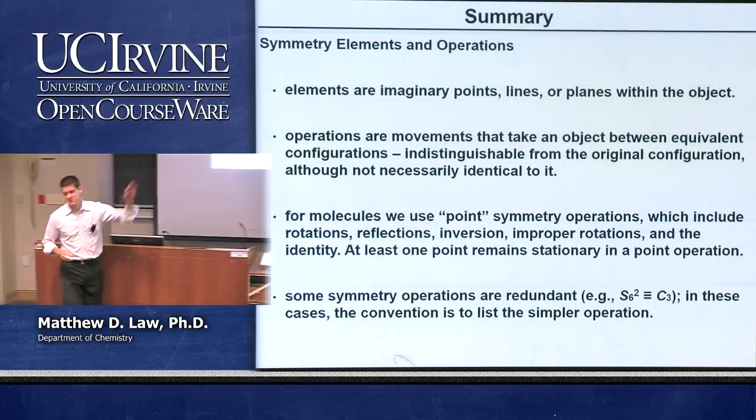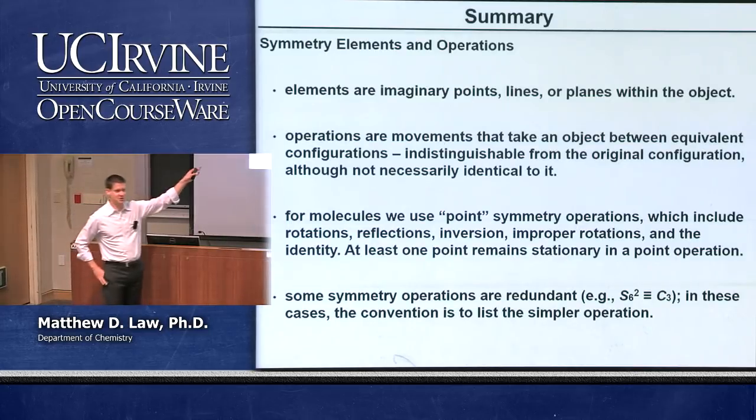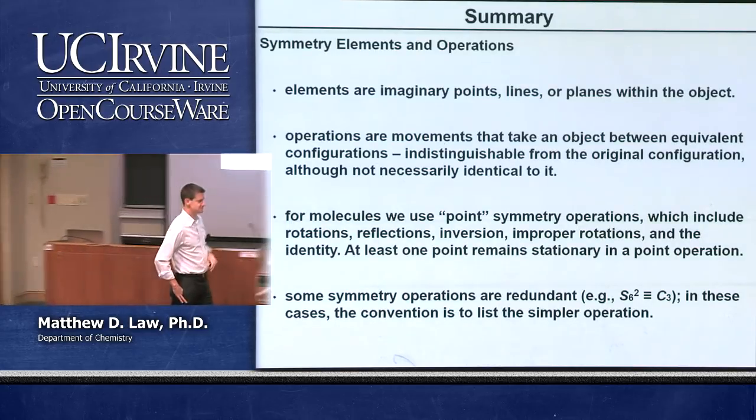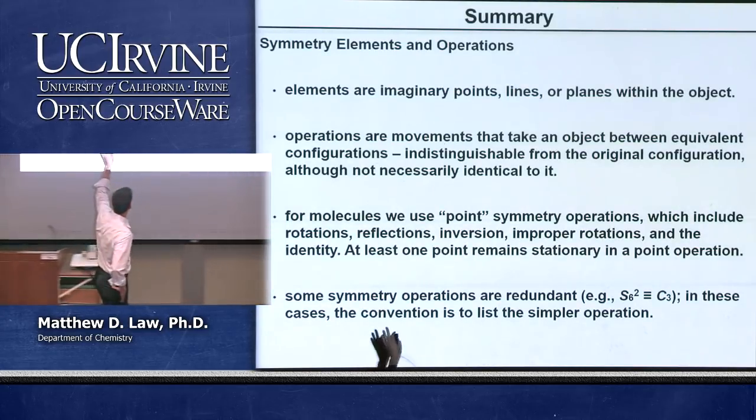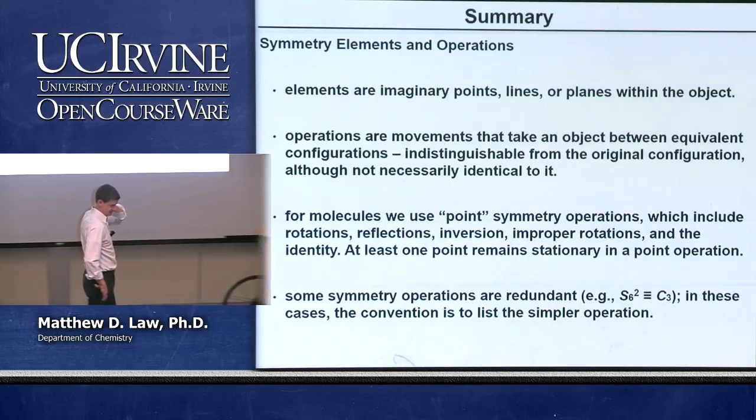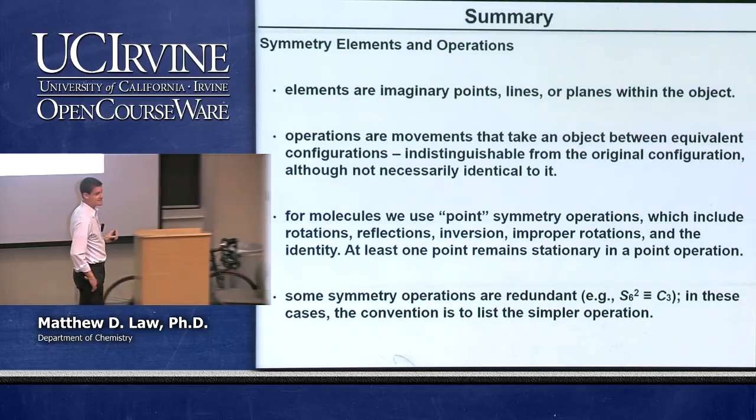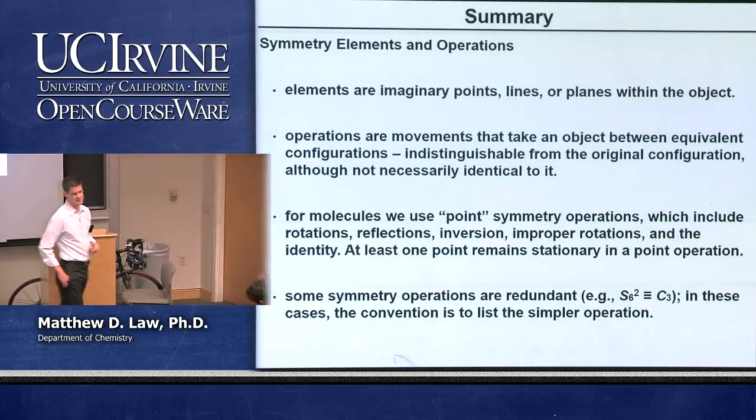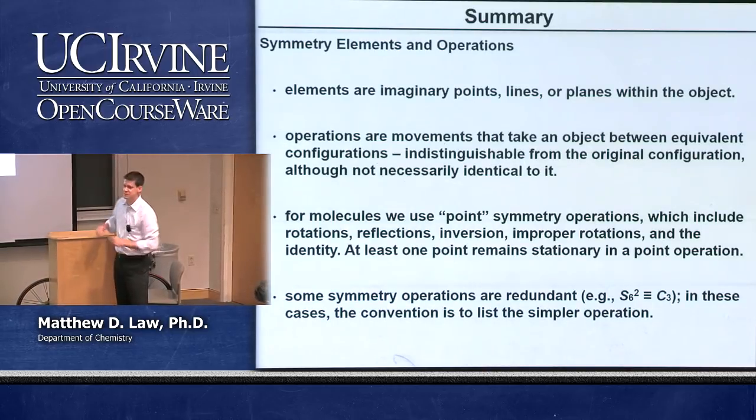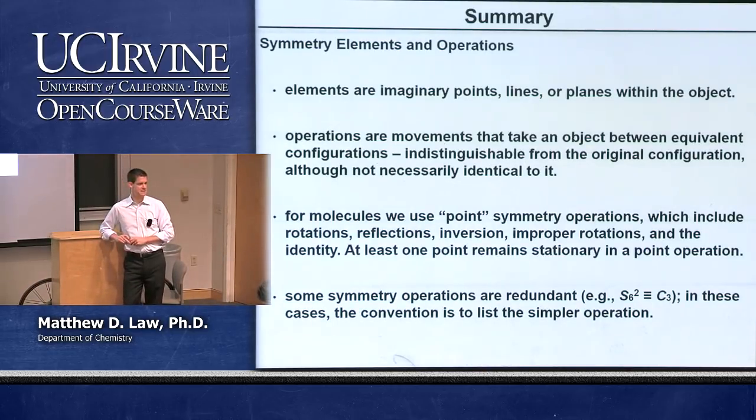Let me first summarize. This was supposed to be the end of the first lecture here, but I was a little slower than I expected. So let me summarize what we know about symmetry, elements, and operations. Elements are geometric entities, right? Planes, lines, and points. The operations are movements with respect to these geometric entities.